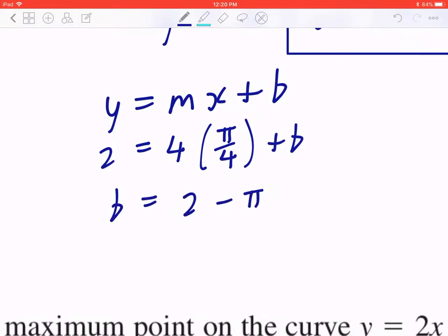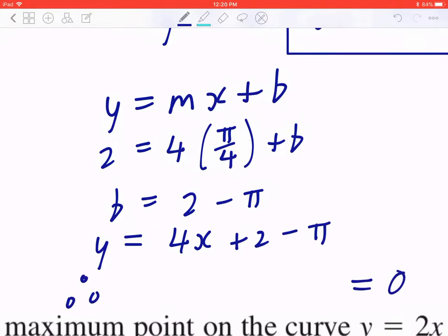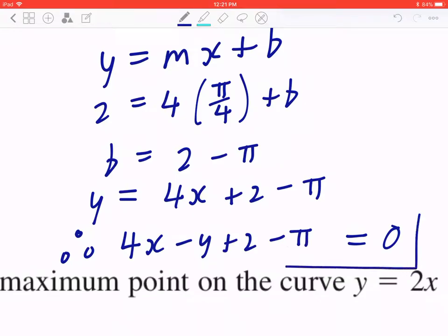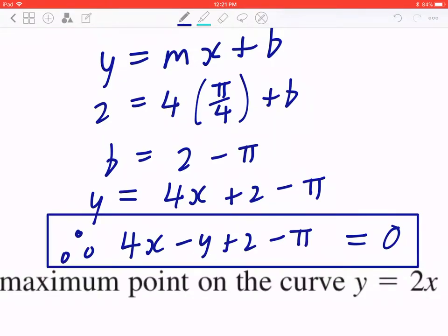I hope you're still connected. Y equals 4x plus 2 minus pi, or in standard form. And again, you bring everything to one side, set it to 0. Make sure a, b, c are not fractions, not decimals, and the leading coefficient is positive. Or you simply bring it to the right. So it's going to be 4x minus y plus 2 minus pi equals 0, just like that.